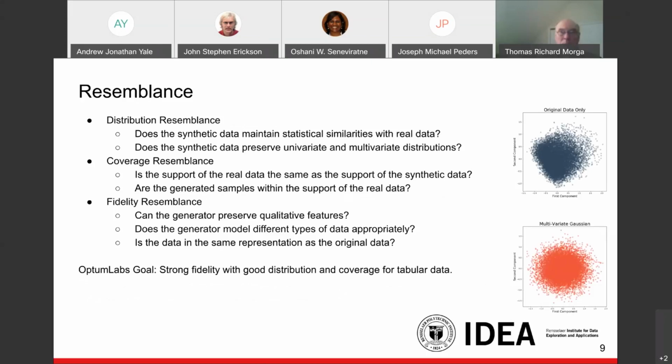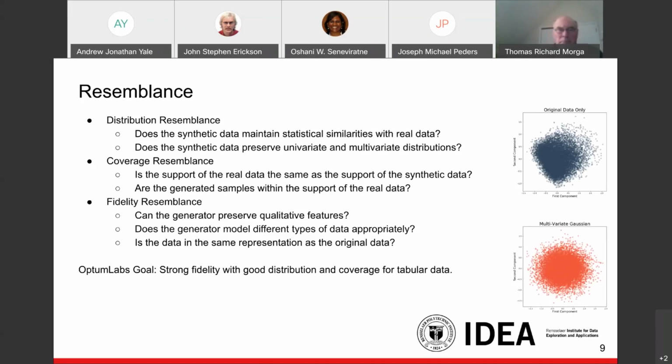Next, resemblance. Once we can guarantee or measure privacy, we also need to be able to measure the resemblance, to ensure that we are preserving resemblance as well. There are three different facets of that. Distribution resemblance: how well does the synthetic data maintain statistical similarities with the real data? How well does the synthetic data preserve univariate and multivariate distributions?